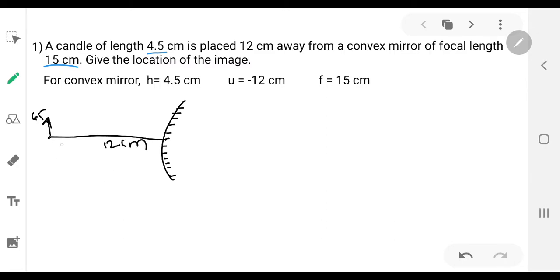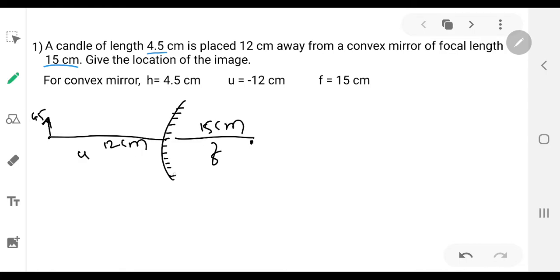So object distance U is 12 centimeter. This is U. Of focal length 15 centimeter. As it is diverging the incident light, its focal length is here. So you can write the focal length inside the mirror. So here is the F value, 15 centimeter.